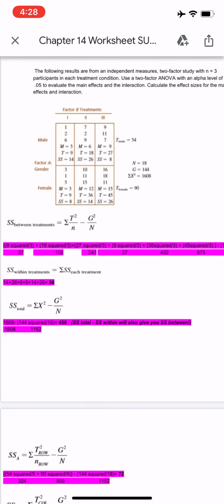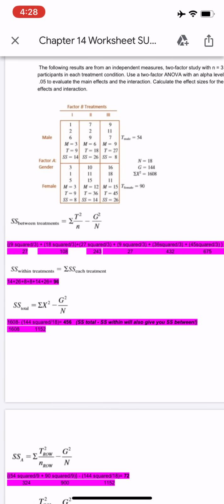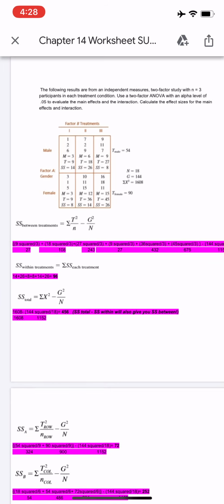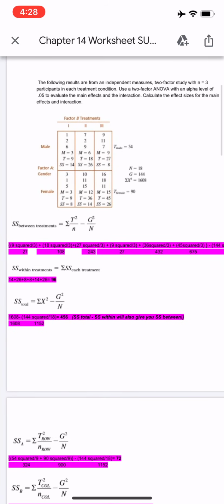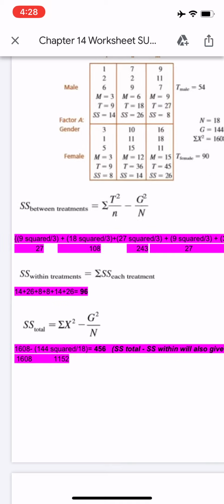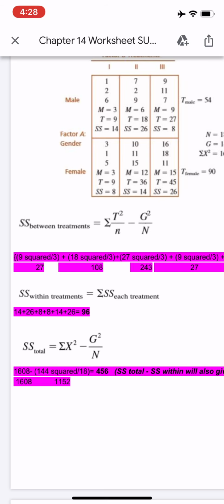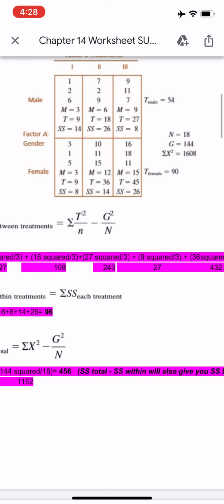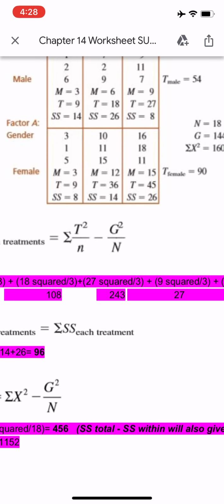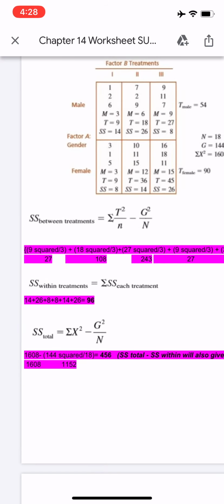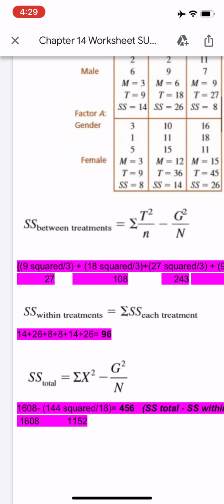So again, SS between treatments. Same rule applies: you could do SS total minus SS within. We'll give you SS between treatments, but we'll solve it as well. It's the sum of T squared divided by little n, minus G squared over big N. I took all the T values from each box, squared them, and divided by little n. You could also square them, add them, and then divide by 3 from the total. You will get the same value, but here I followed exactly how the formula says to do it.